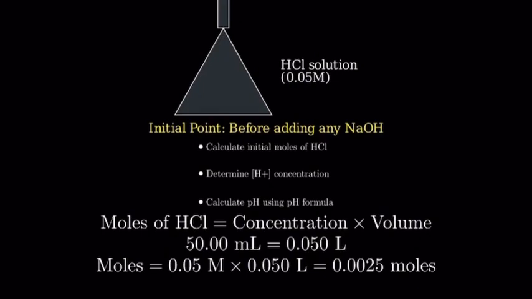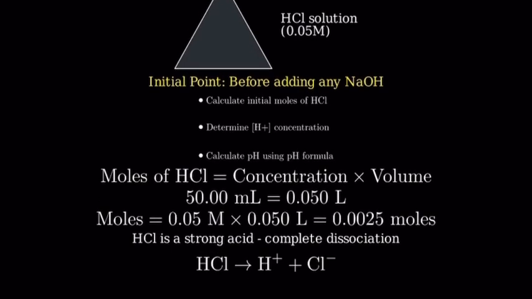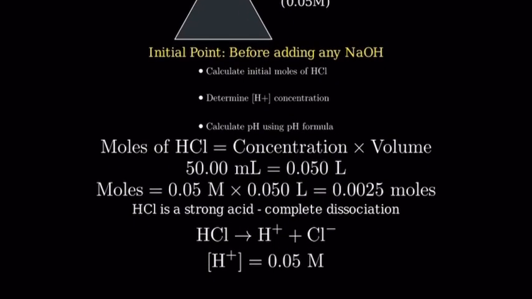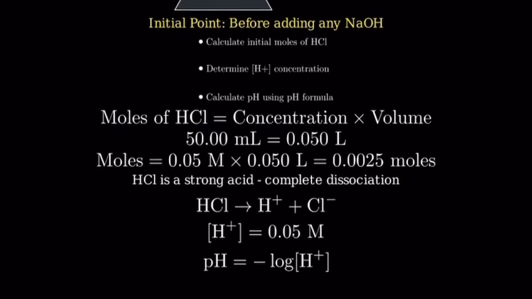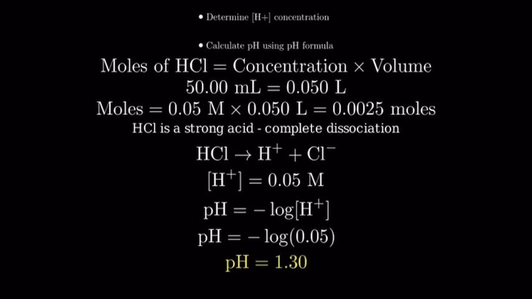Now for step 2. HCl is a strong acid, which means it completely dissociates in water. The dissociation equation shows that 1 mole of HCl produces 1 mole of H+ ions. Therefore, the H+ concentration is the same as the HCl concentration, 0.05 molar. Finally, let's calculate the pH. Remember, pH is equal to the negative logarithm of the H+ concentration. So we take the negative log of 0.05. This gives us a pH of 1.30.